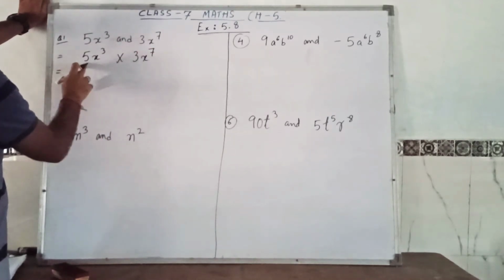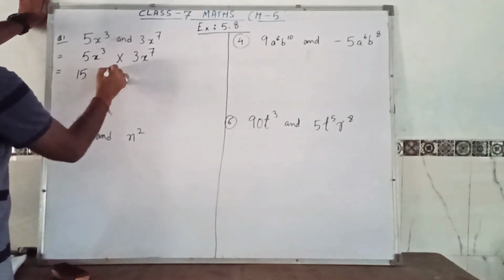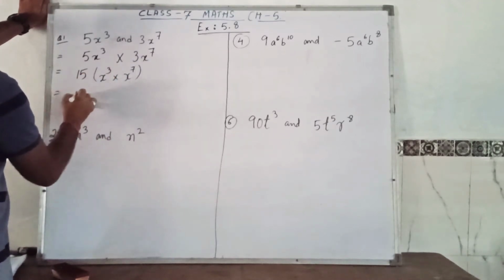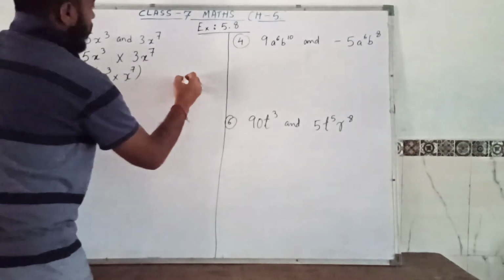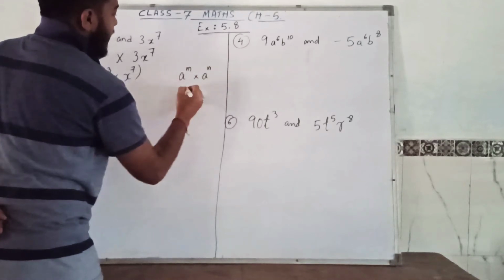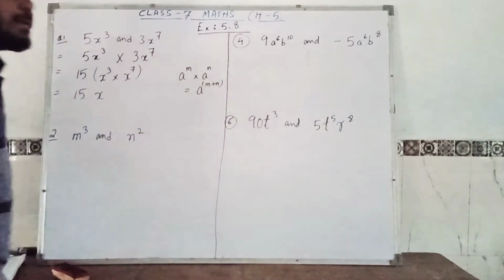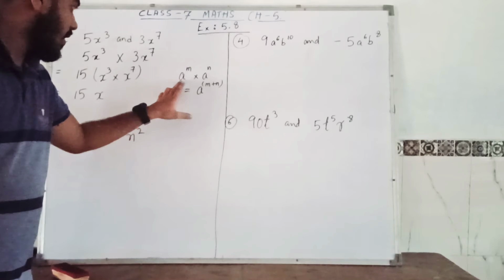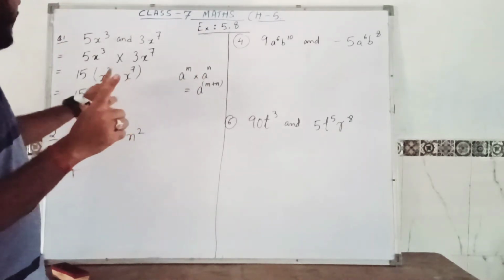Now you multiply number by number. 5 3s are 15. Done. So x cube will get multiplied by x to the power 7. Yes or no? So what will you get? 15 x to the power, if there is multiplication. So what is the formula? a to the power m into a to the power n. The formula is a to the power m plus n. So what is happening here? We are adding the powers whenever the bases are the same. My base is x and x, they are the same, and there is multiplication.